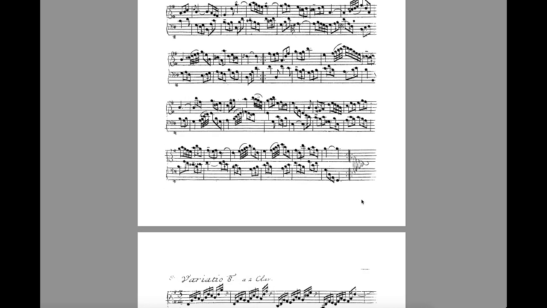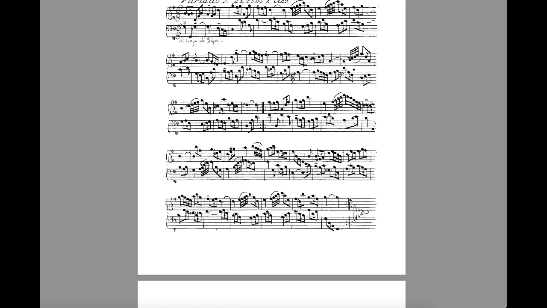And variation 7 ends at the end of the page here. We have no fermata again, and we have that nice squiggly line flourish there.